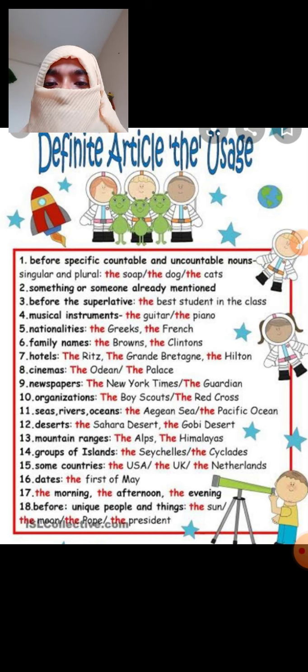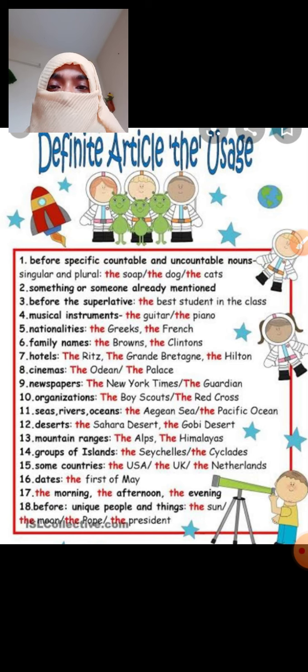Now number 3, before superlative words. Suppose worst, best, latest, largest. Before these superlative words we use the article. Number 4, musical instruments. Before the name of any musical instrument we also use the article. Number 5, before the name of any nationalities we also use the article. The Greeks, the French. Number 6, before family names.